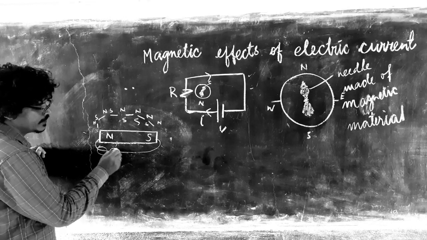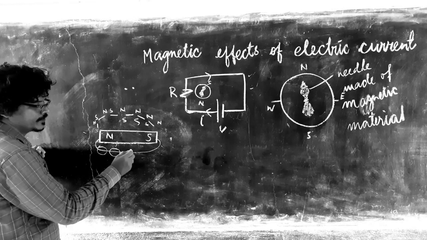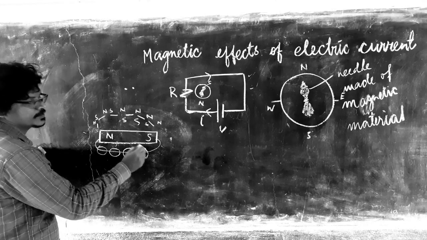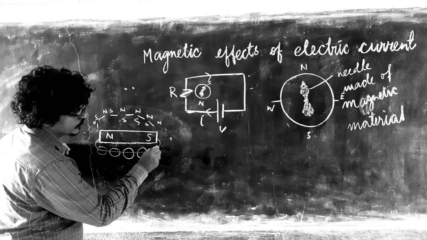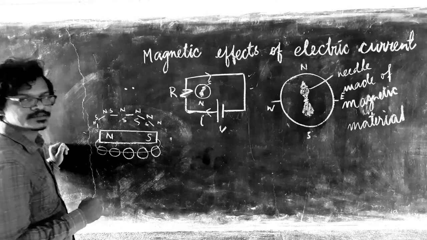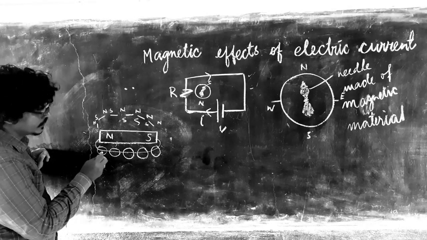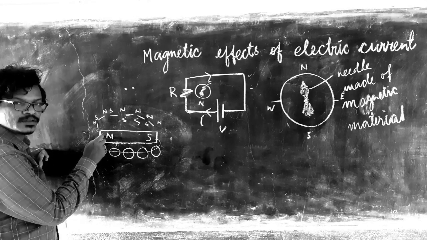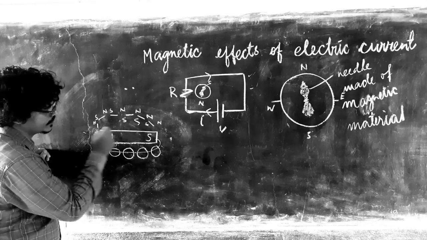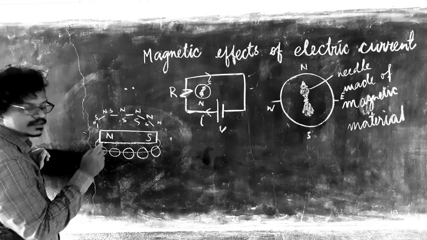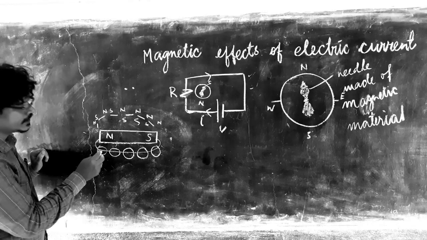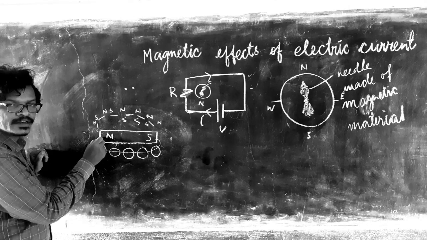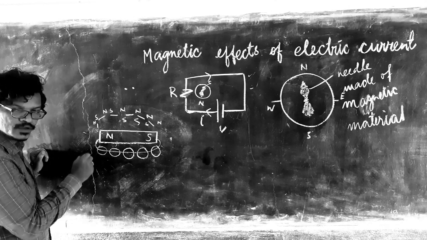Then again put it here, observe the magnetic needle direction. Put it here, observe the direction. So if you observe carefully, towards the north pole of this magnetic bar, the magnetic needle has pointed in such a way that its south mark is towards the north pole and its north part is away from the north pole.